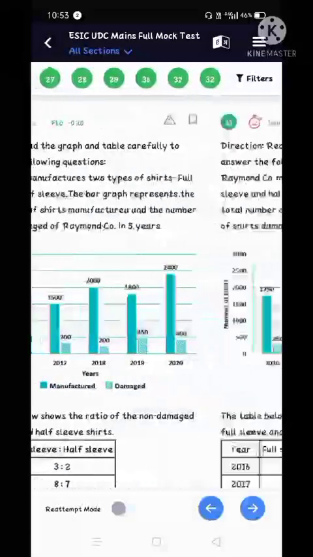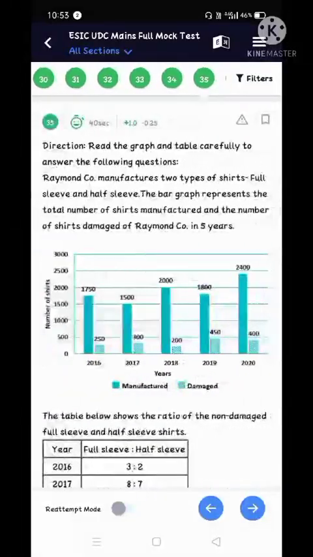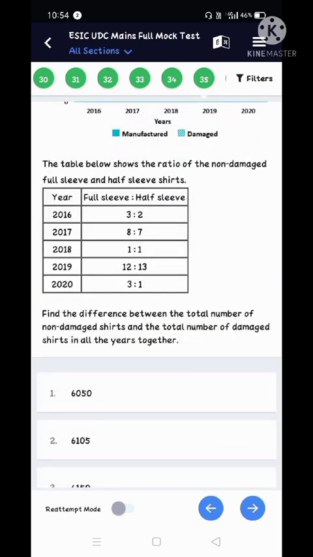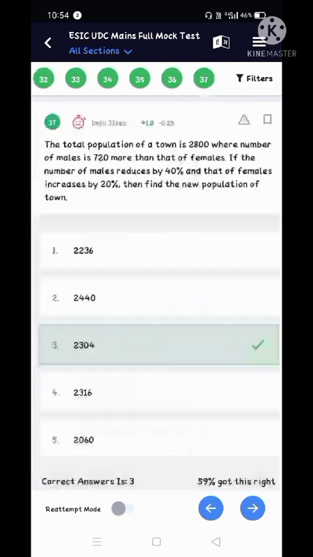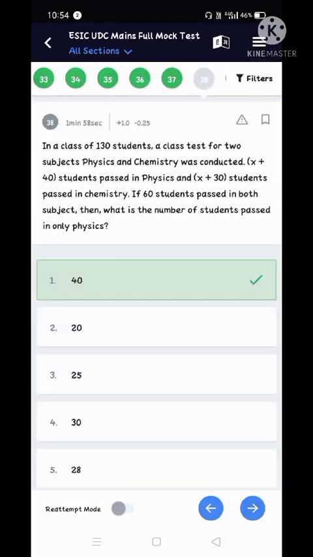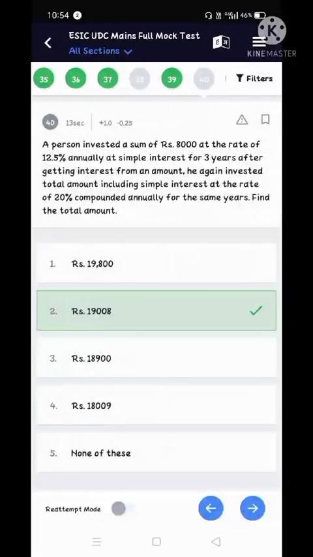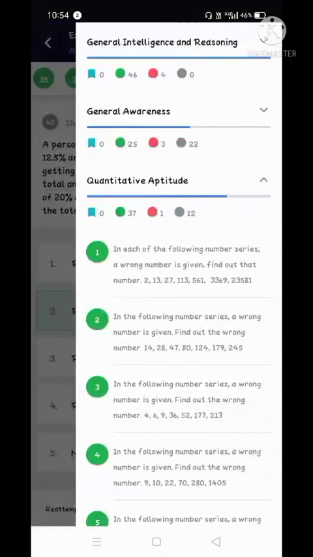Okay, and the DI portion was also easy. Digits are very lengthy, but overall the calculations and the question pattern are easy. Pre-level questions. Basically ESIC UDC is an RRB clerk level exam, so questions will not be asked very tough. That's the portion of quantitative aptitude.